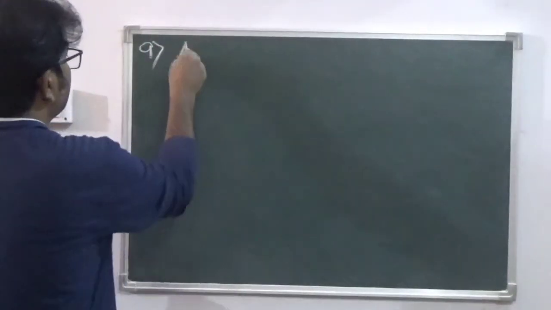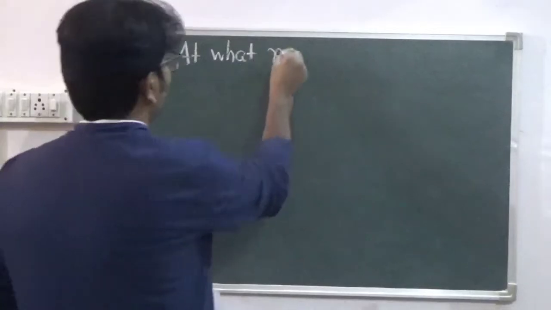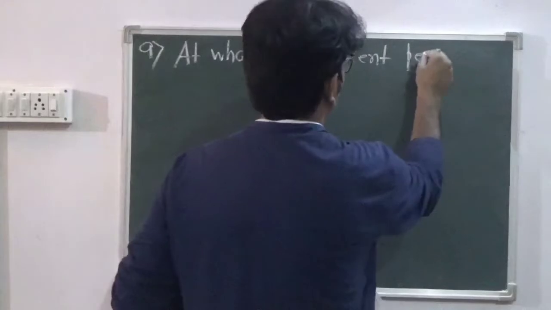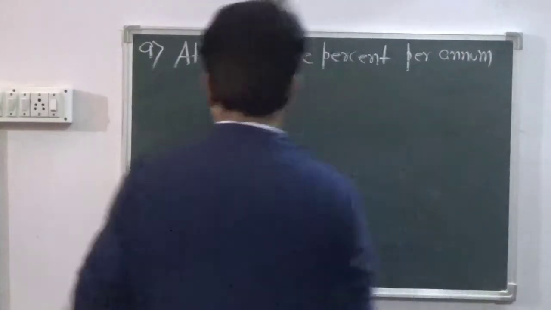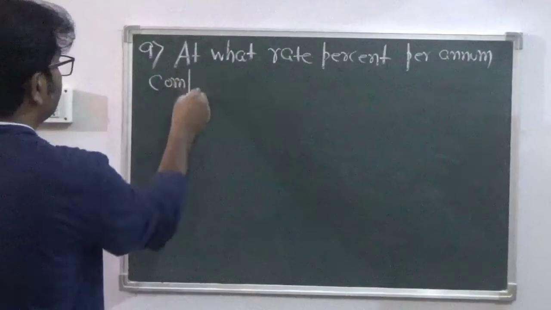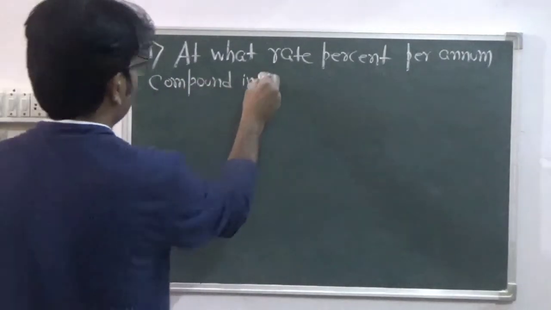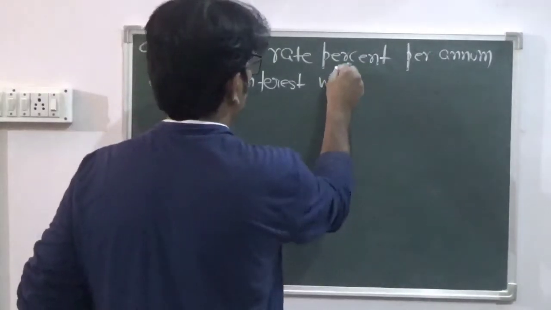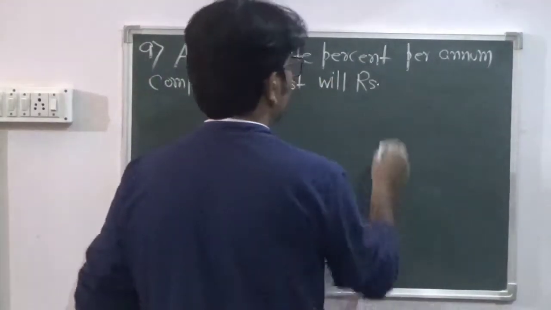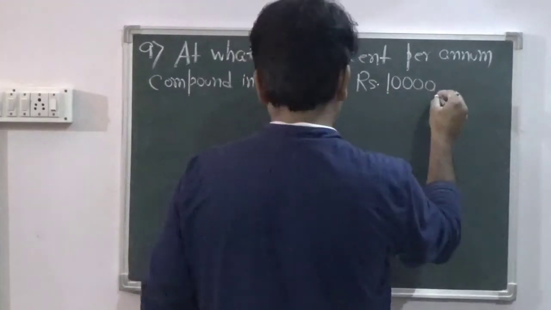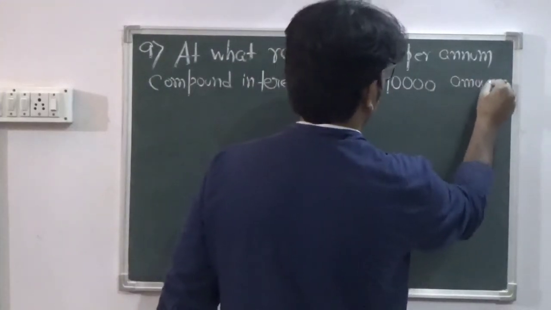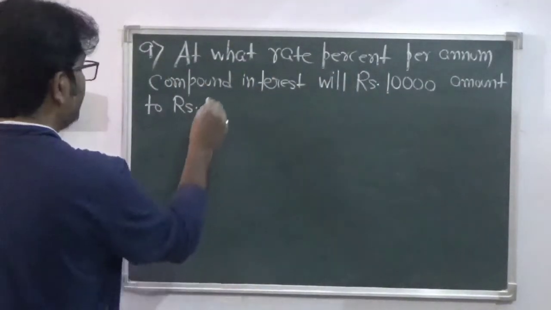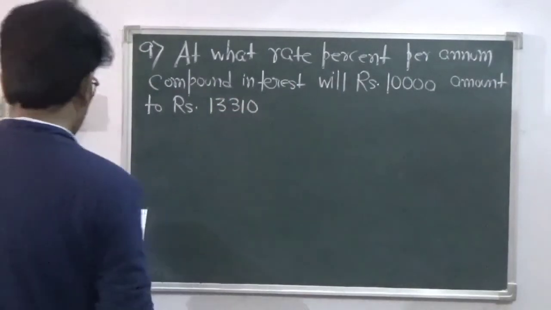At what rate percent per annum compound interest will rupees 10,000 amount to rupees 13310 in 3 years.